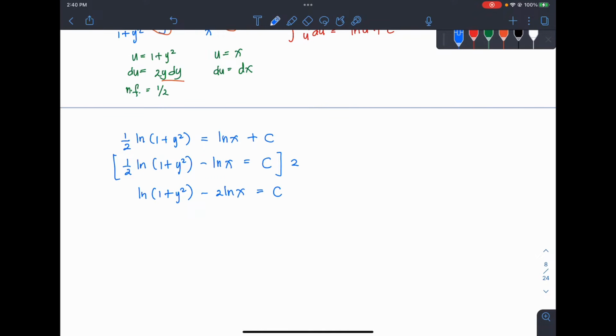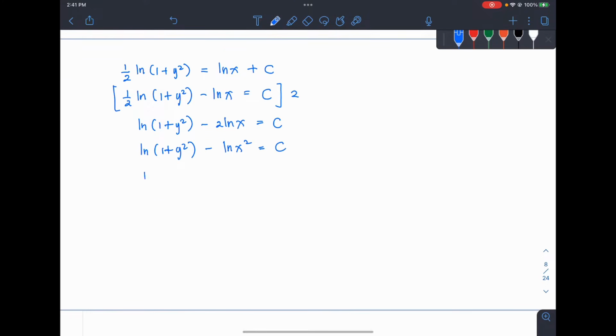And then we apply rules of logarithm. So ln of 1 plus y squared, minus 2 ln x, can be transferred into ln of x squared. We move up the numerical coefficient 2 to become an exponent of x, which is equal to c. And another property of logarithm: if we have a difference of two logarithmic functions, then we just divide. So ln of 1 plus y squared divided by x squared.